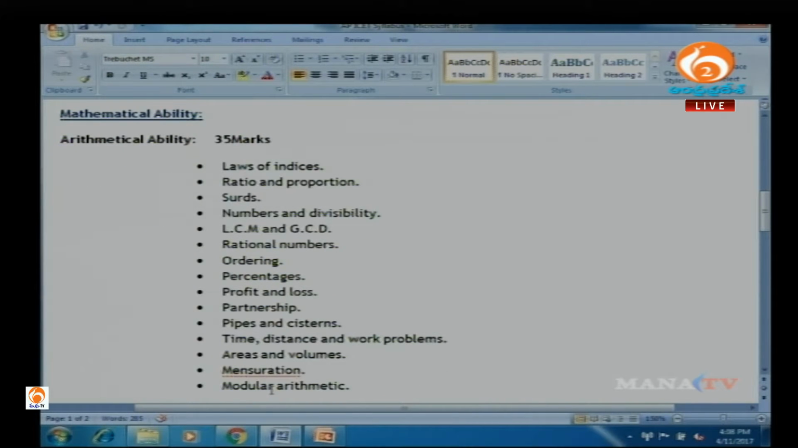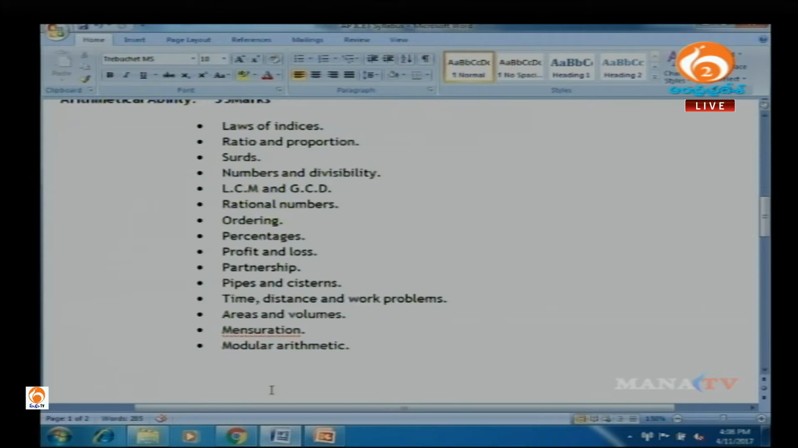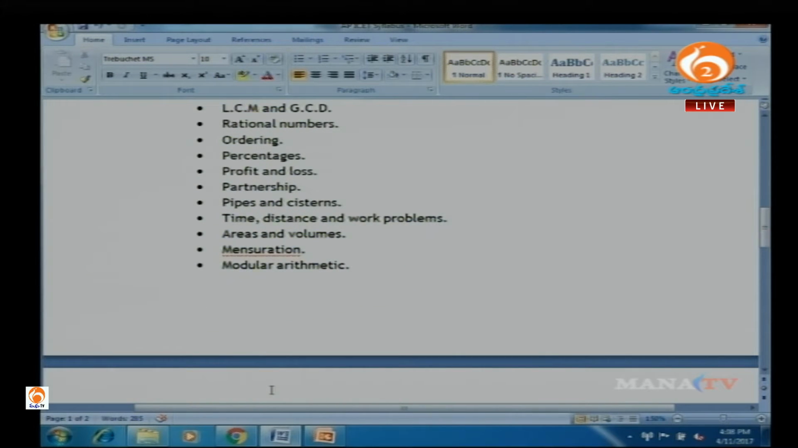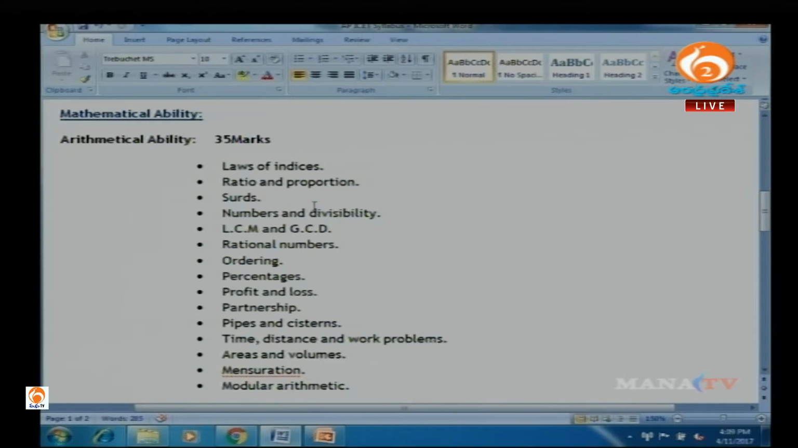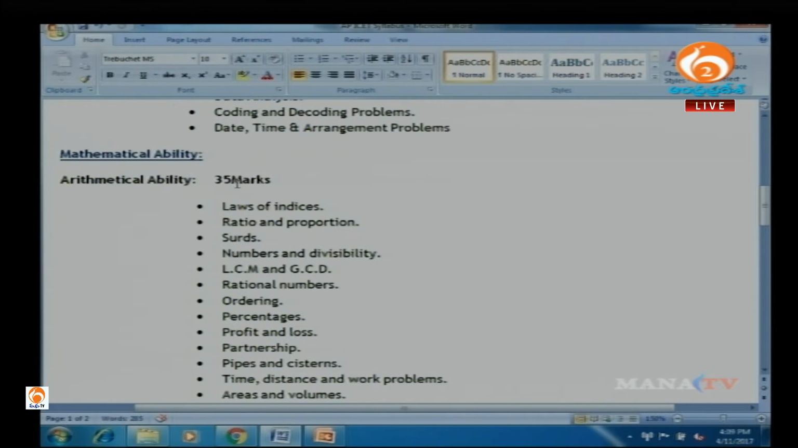Under mathematical ability, you have 35 questions that you will have to answer for 35 marks, and the topics to learn are laws of indices, ratio and proportion, surds, numbers and divisibility, LCM and GCD, rational numbers, ordering, percentages, profit and loss, partnership, pipes, cisterns, time, distance, work problems, areas and volumes, mensuration, modular arithmetic. If you are going to learn all these topics, which are somewhere around 15 topics under arithmetical ability, you are going to get 35 marks. Again, I repeat, you will have 35 questions, which means 1 mark per question.